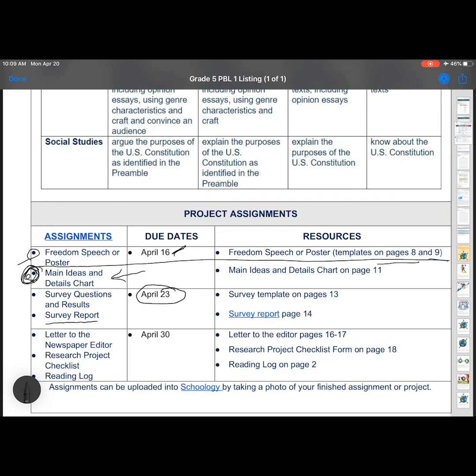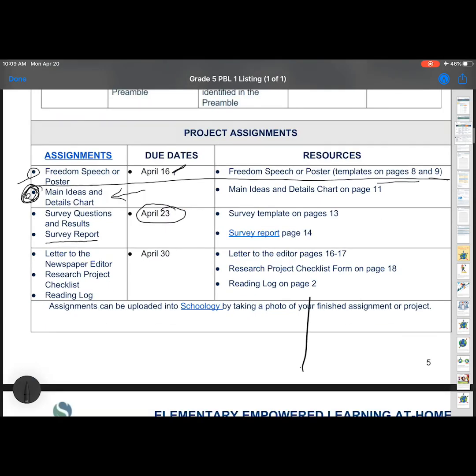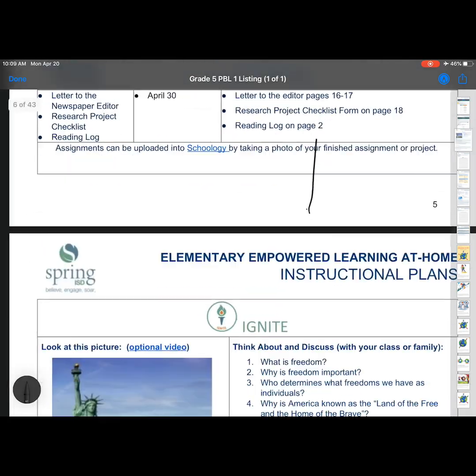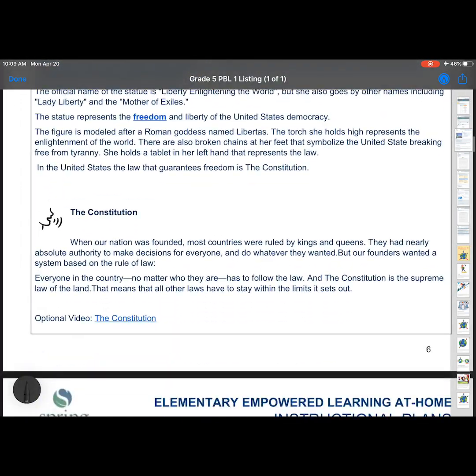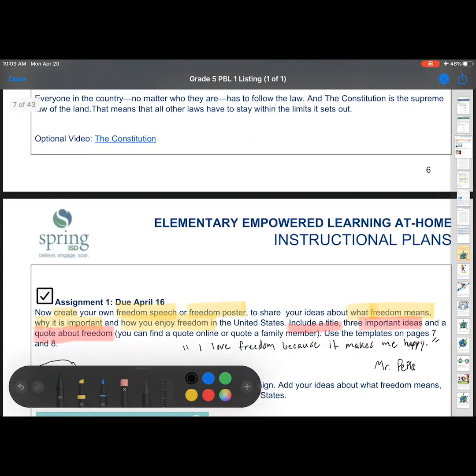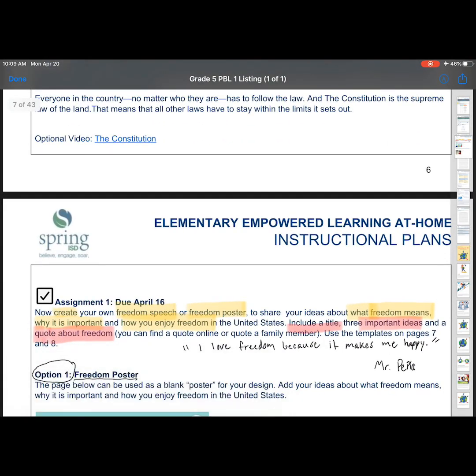So let's go to the main ideas and details chart. Let's scroll over there. Remember, if you are asking yourself how to turn in this assignment, you can take a picture of it and send it to me.